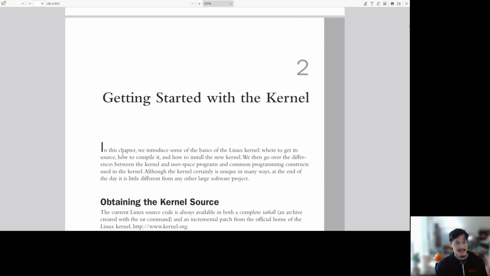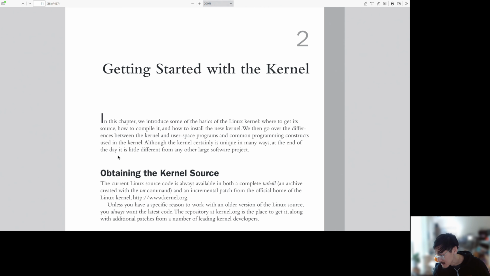Cool. And we're going to do more source code things next time around. This is a good intro.